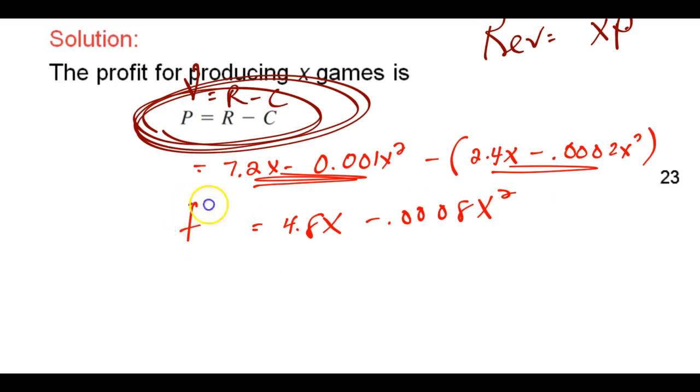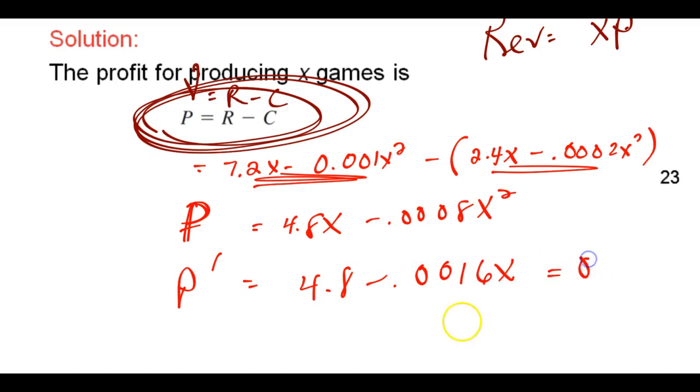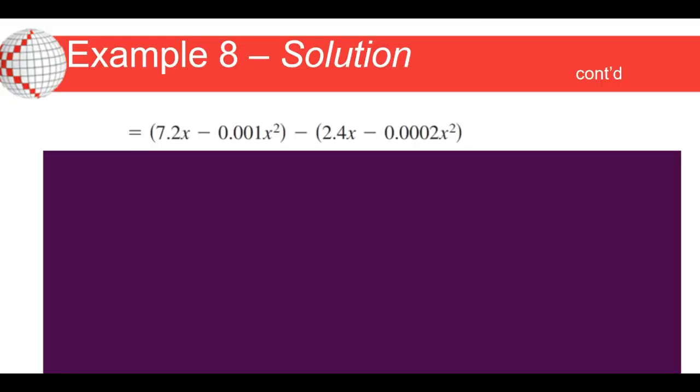Finding the derivative of this, well, we should just say this is the profit. So then the derivative of this is 4.8 minus 0.0016x. If I set that equal to 0, x will equal 3,000. That's my critical value. And I think that's kind of what they're looking for here.